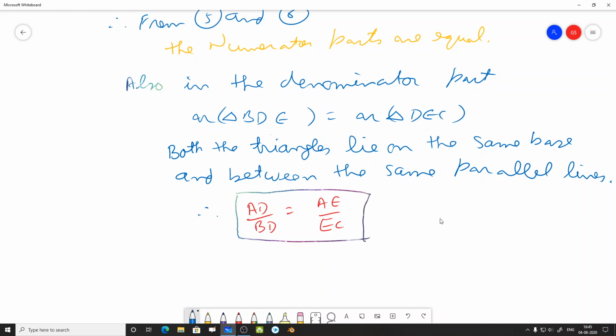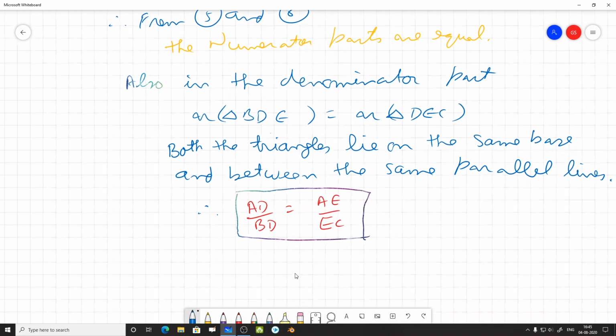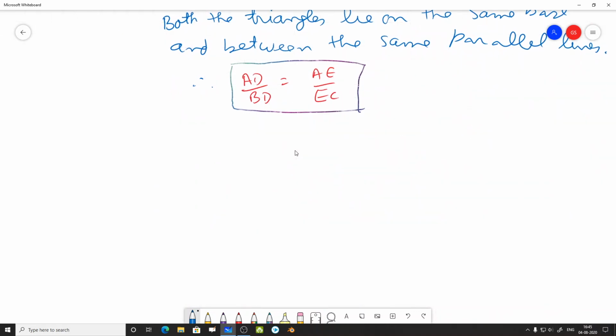So now we'll go to the next topic. What is the next topic? The next topic is the converse of the basic proportionality theorem. So learn that also. We'll understand what the converse of the basic proportionality theorem is. In that, this ratio will be given, and let me show it diagrammatically and understand the converse of the basic proportionality theorem.